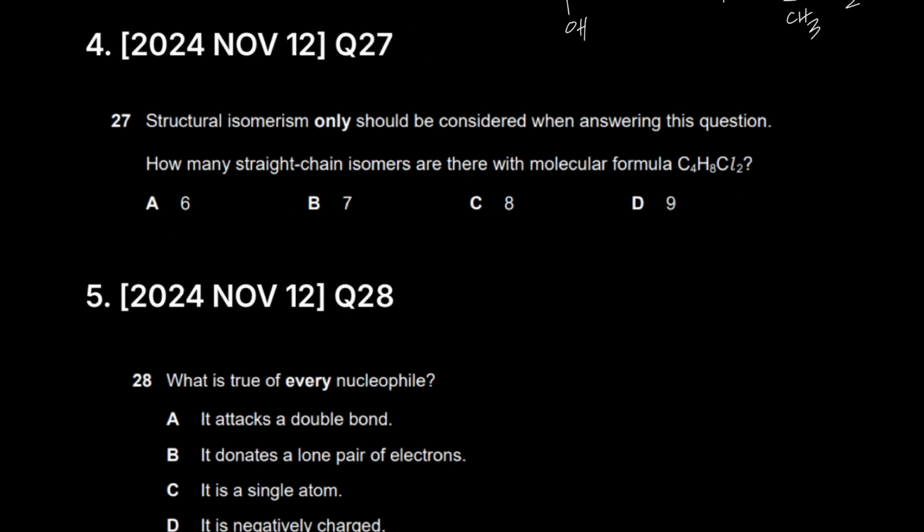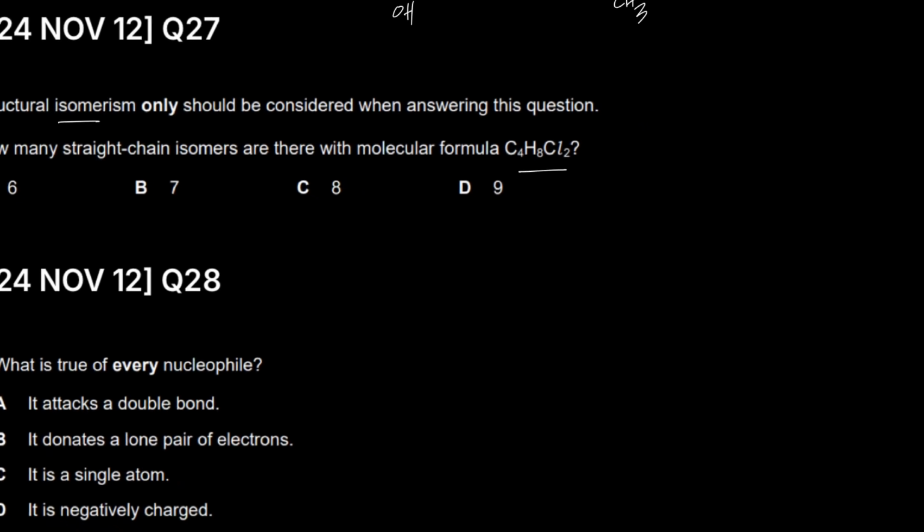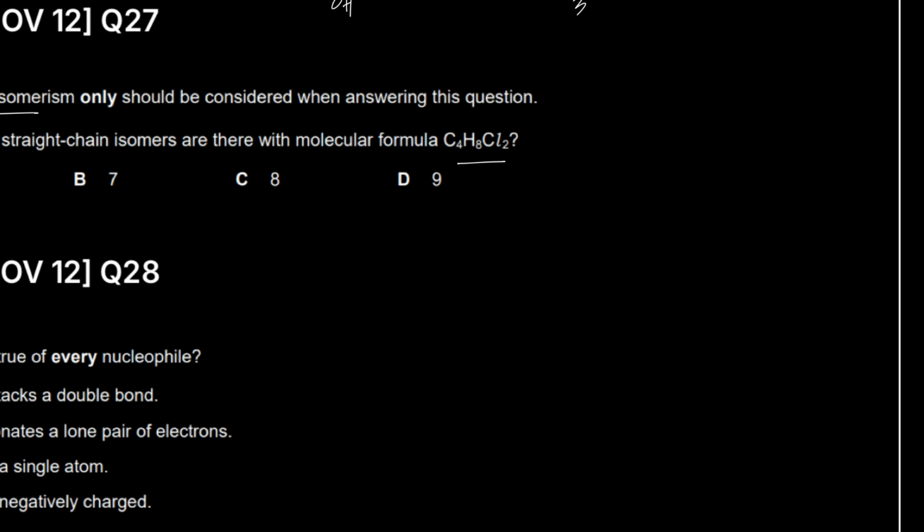Structural isomerism only should be considered when answering this question. Structural isomerism should only be considered when answering this question, okay? Now he's asking how many straight chain isomers there are with molecular formula C4H8Cl2. So he's saying only give me the structural isomers, but don't give me the stereoisomers or whatnot, right? So C4, you have 4 carbons.